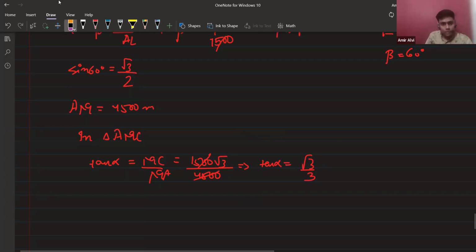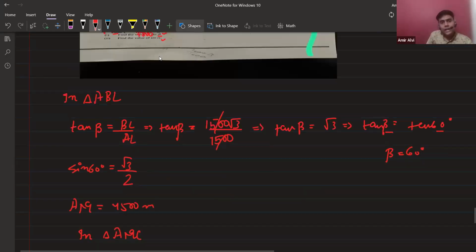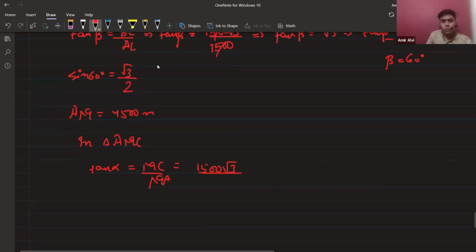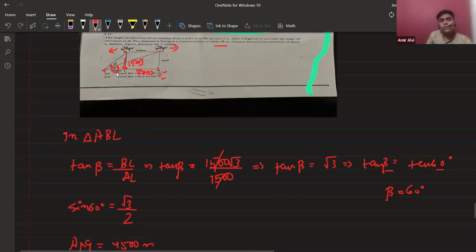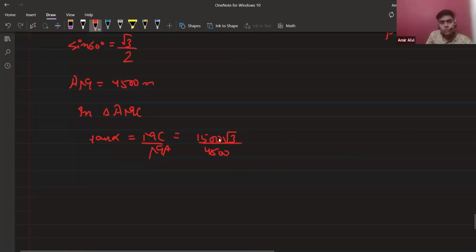So could you please explain from this? Okay. Yes, the last line. So 1500 root 3 is the value of MC, the height at which they are moving. AM is 4500. How? 3000 is this, 1500 is this, because it's already given. So 2 zeros will cancel 2 zeros. Yes, sir. And 15, if you divide it, you will get in denominator 3, because 15 3s are 45. So root 3 by 3, so it will be 1 by root 3.